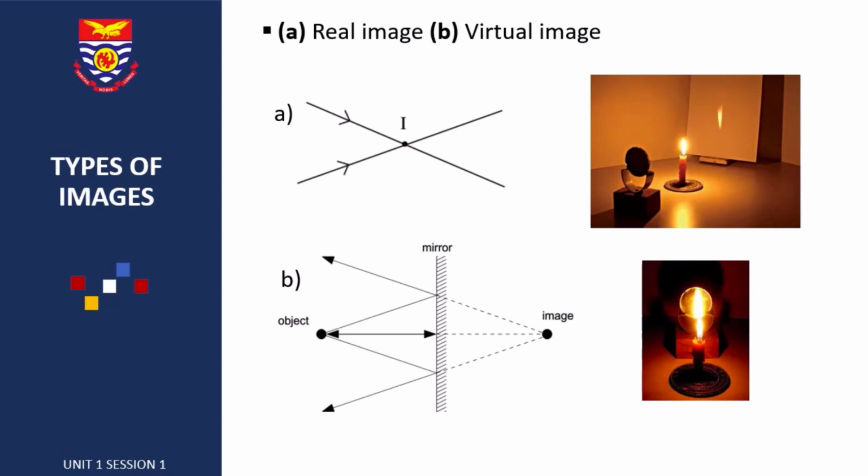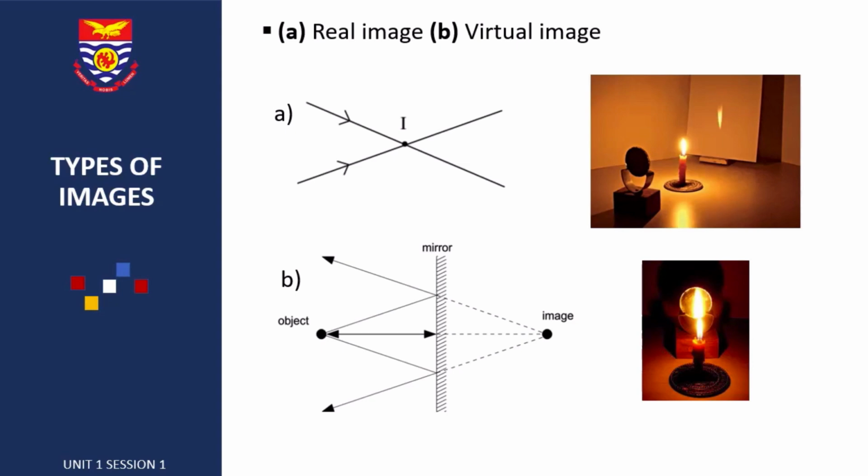Let's look at the types of images that can be formed. These are the real image and the virtual image. A real image is one formed through the actual intersection of light rays and can be captured on a screen, like the ones that we normally see, television and others. On the other hand, virtual images are formed due to the imaginary what? Intersection of light rays. So virtual images cannot be seen on a screen.